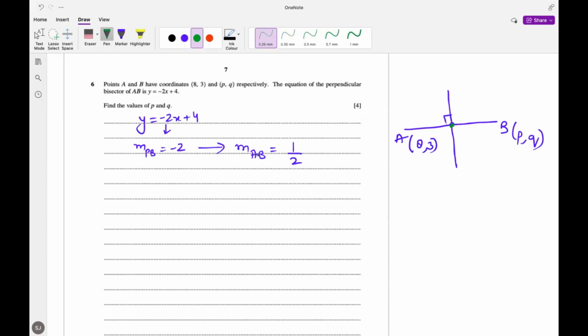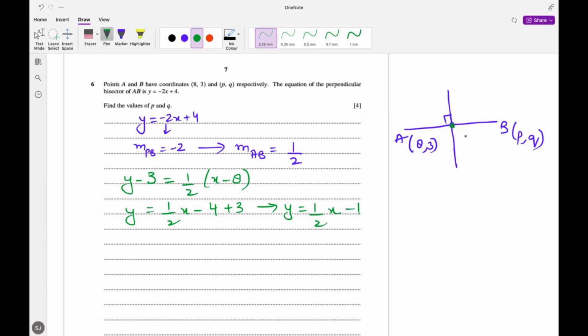So the equation of the line AB will be y minus y1. So we have the point 8, 3. So this will be y minus 3 is equals to 1 upon 2 into x minus 8. We can write this equation as y is equals to 1 upon 2x minus 8 upon 2, which is 4, plus 3. And simplify it to write it as y equals to 1 upon 2x minus 1.